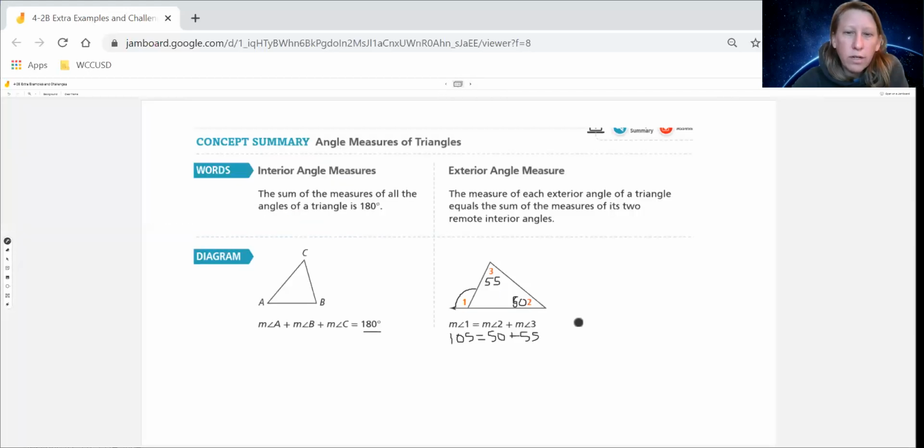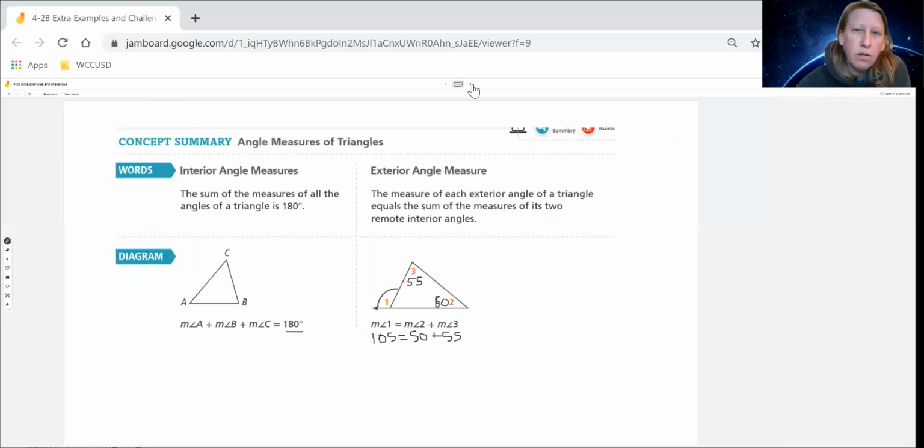And that works because if we found this one and then we subtracted from 180, we'd take this one out. These two make 180, these three make 180. So if we take this one away, we just have that this one has to equal those two.